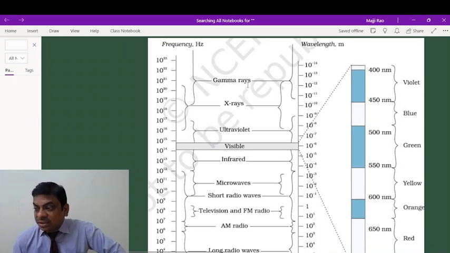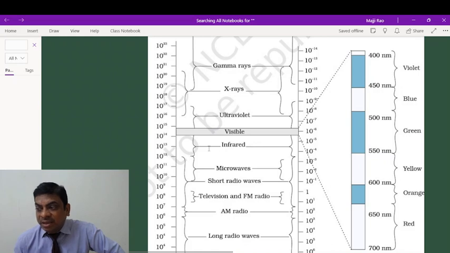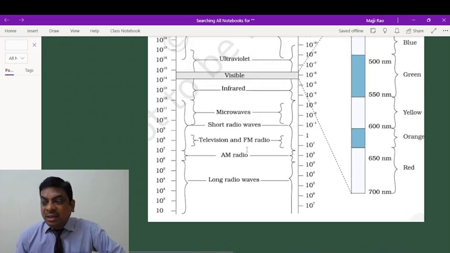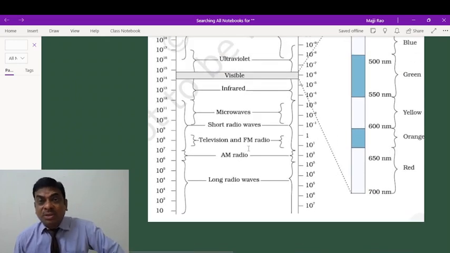So in a sequence, let us see. Gamma rays appear to be at the top here. They have the highest frequency. Then come X-rays, then ultraviolet, then visible light, then infrared radiation, then microwaves. Then you have radio waves. Radio waves can be broadly classified into short radio waves and long radio waves. Radio waves basically carry information related to radio communication.